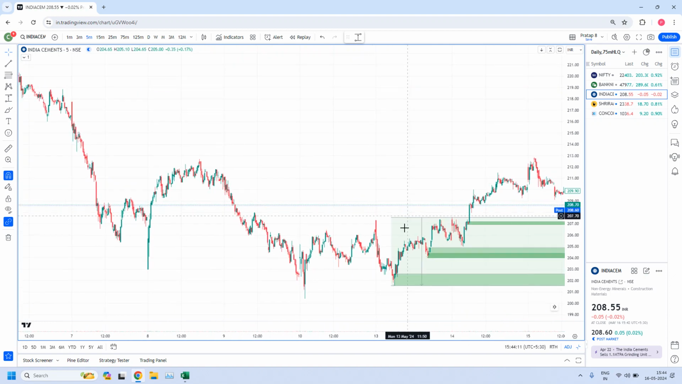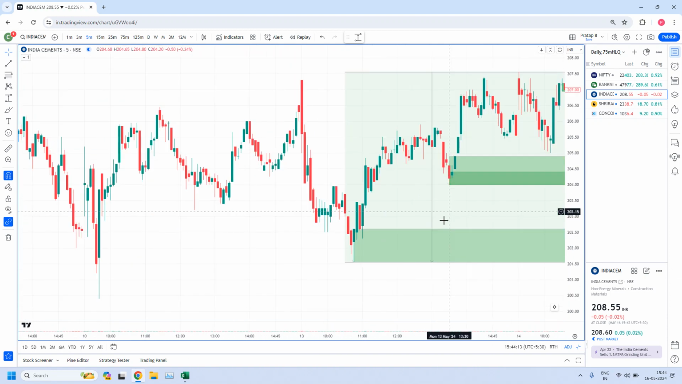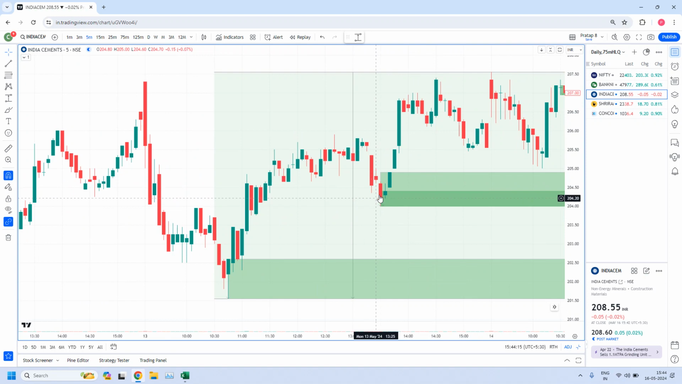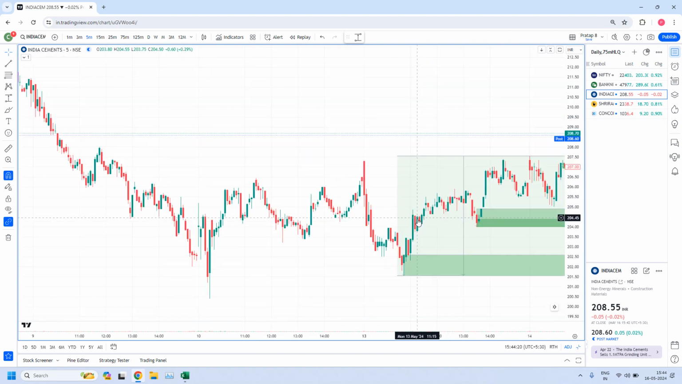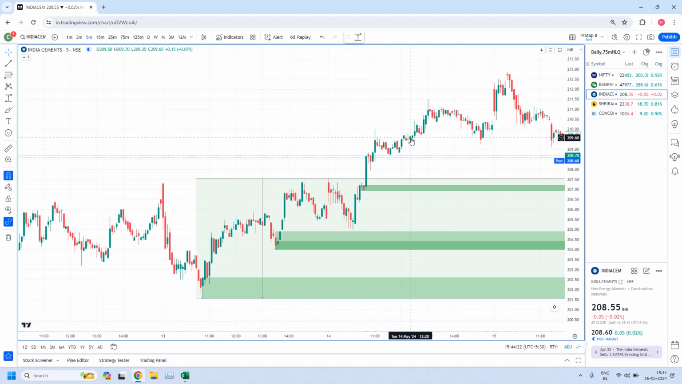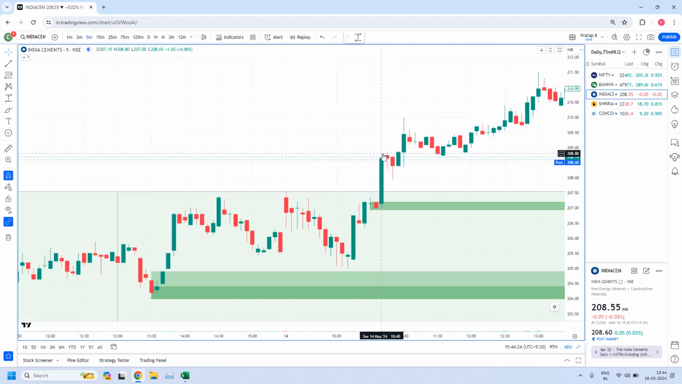But what I identified is, apart from this, even before that, here it has a fine-tuned zone. Drop, base, rally with pro gap, we have a fine-tuned zone. Apart from this, see here, we have a rally, base, rally. But there is no 5 minutes fine-tuned zone here.